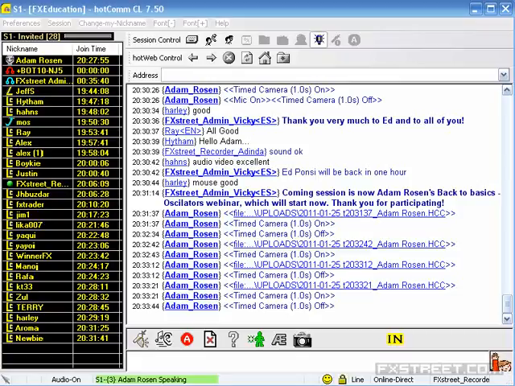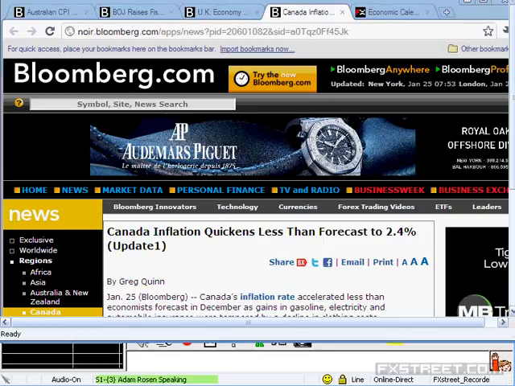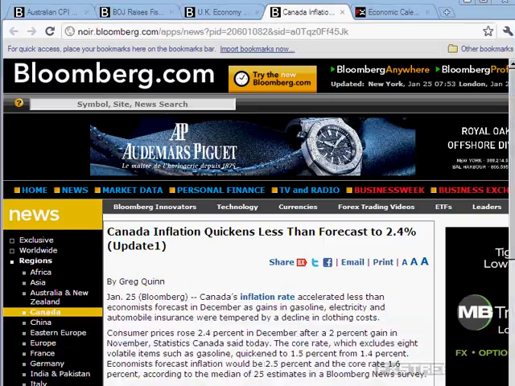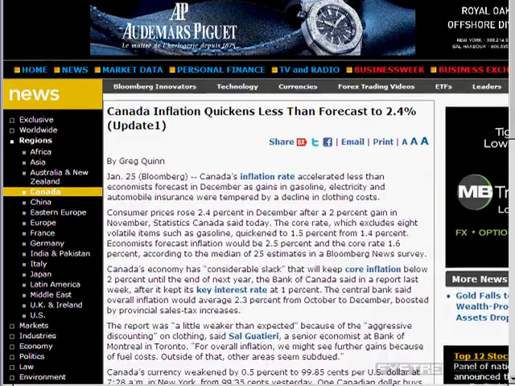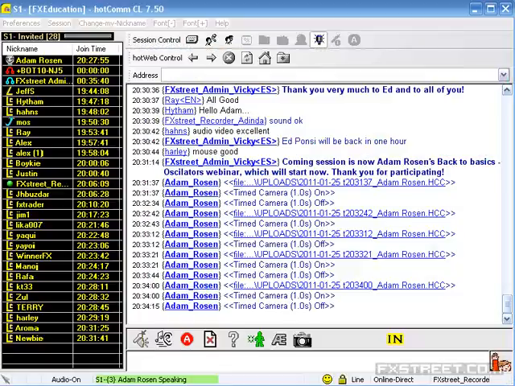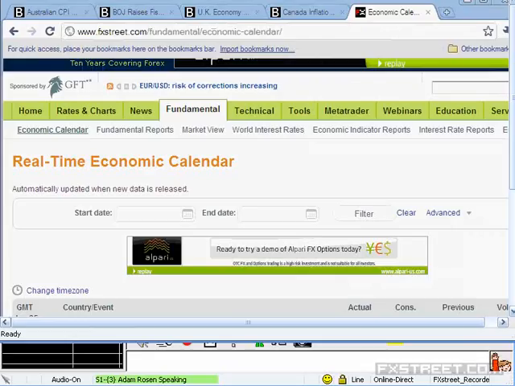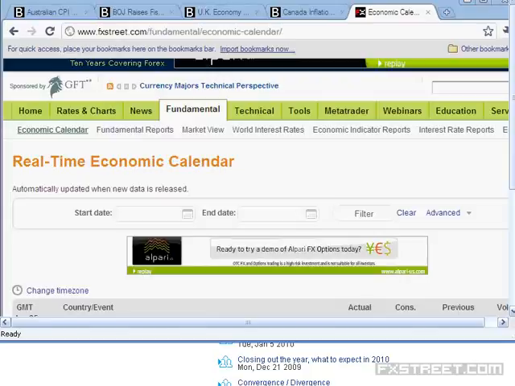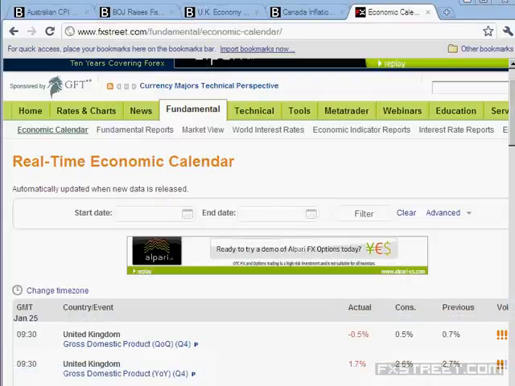And in even more news today, and this was also a surprise, at least to me, Canada's inflation rate accelerated less than economists forecast in December as gains in gasoline, electricity, and automobile insurance were tempered by a decline in clothing costs. Again, CPI rose 2.4% in December after a 2% gain in November, Statistics Canada said today. The core rate, which excludes 8 volatile items such as gasoline, basically food and fuel, quickened to 1.5% from 1.4%, but the expectation was 1.6%.